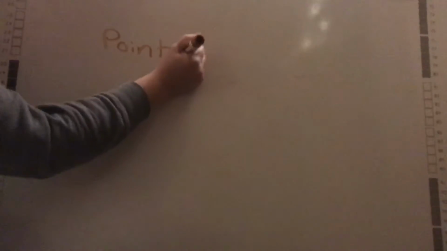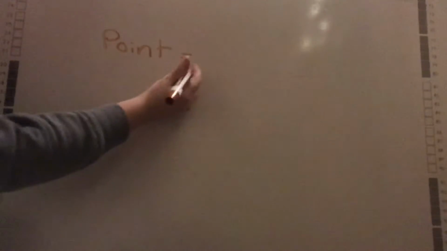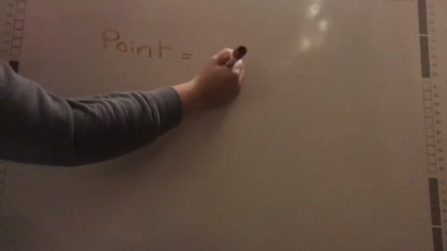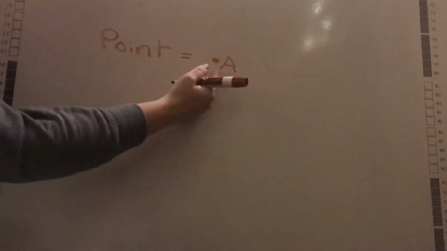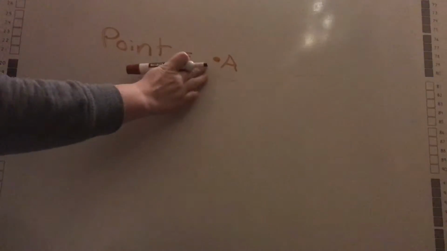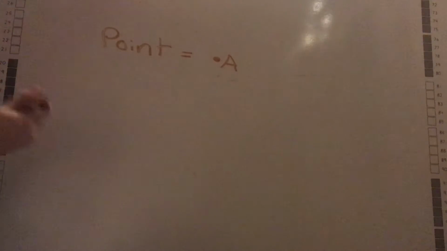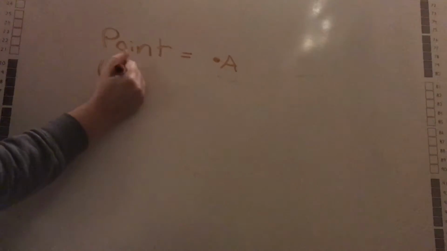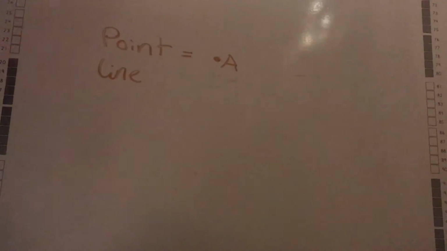So a point is generally represented as a dot with a letter next to it. A capital letter to name the point. It has to be capital. Okay? There's a dot and a capital letter. The next one is a line. Now, you know what a line is. A line is a straight path that connects two points.